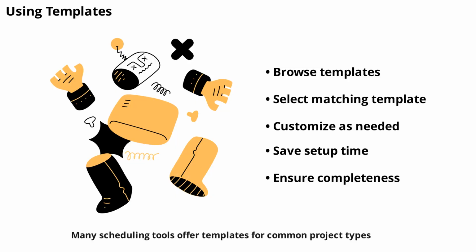Many scheduling tools offer templates for common project types. Templates save time and provide a structured starting point. Browse available templates in your software and select one that matches your project. Customize the template by adding or removing tasks, milestones, and deadlines. Templates are especially useful for recurring projects or beginners who need guidance. They help ensure you don't miss important steps and make setup faster.